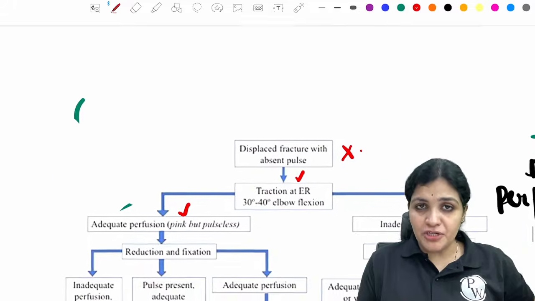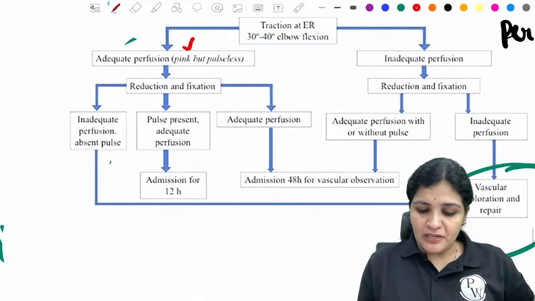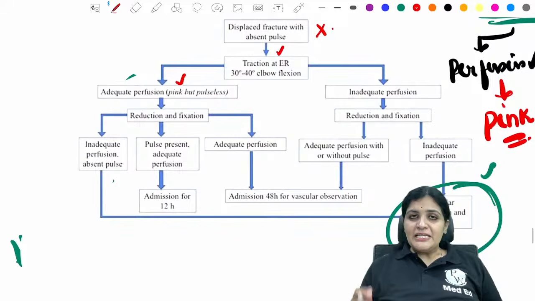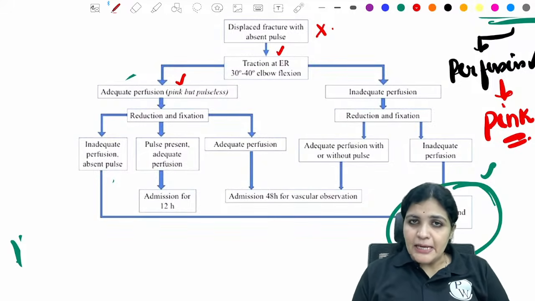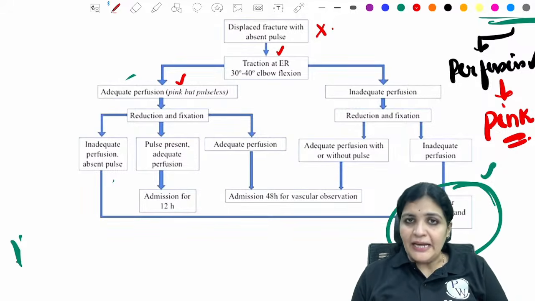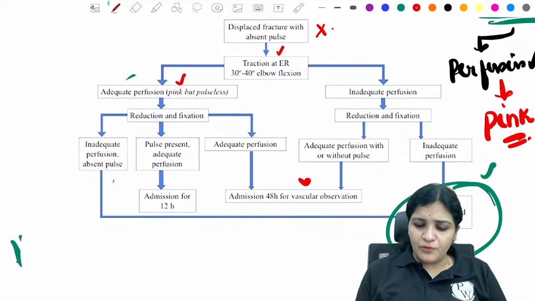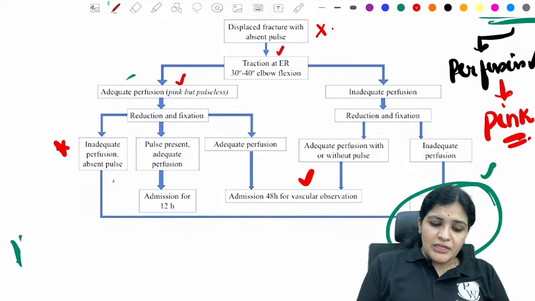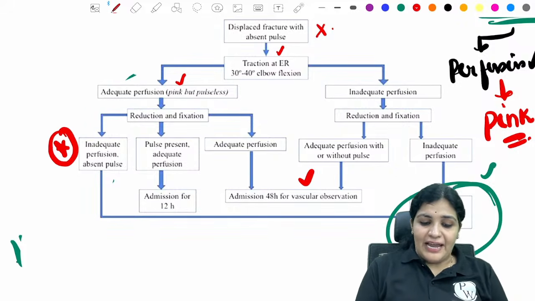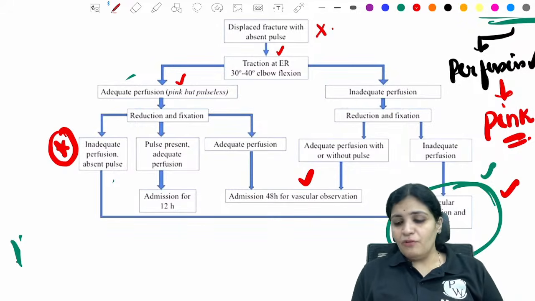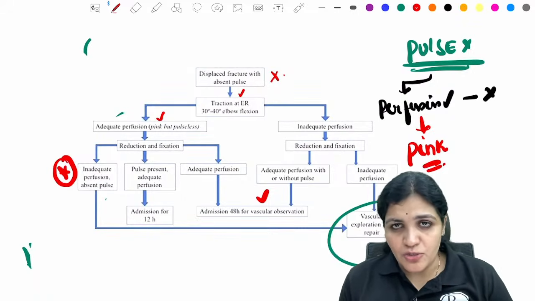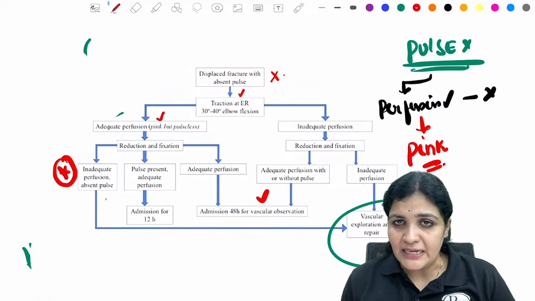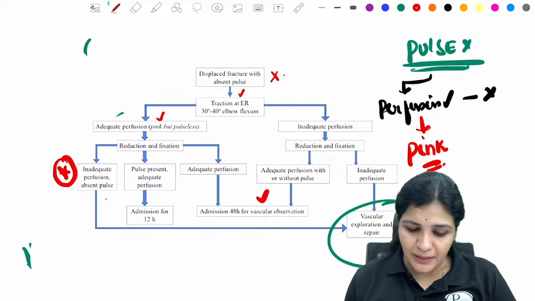So now you will check if it is a pink hand. That means perfusion is present. So if the perfusion is present, what do you do? You will just reduce it and fix it again with the K wires. If the perfusion is still present, you will admit the patient and put them under observation. But if the perfusion is not there, that means after giving traction, if the hand is not pink, then you can go for vascular exploration and repair. If there is no perfusion, then you will go for vascular exploration and repair.